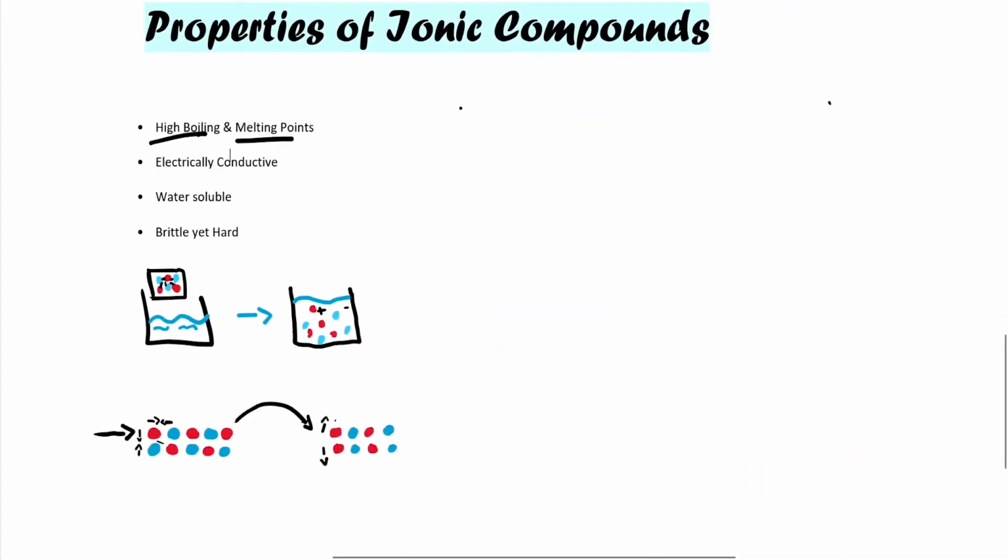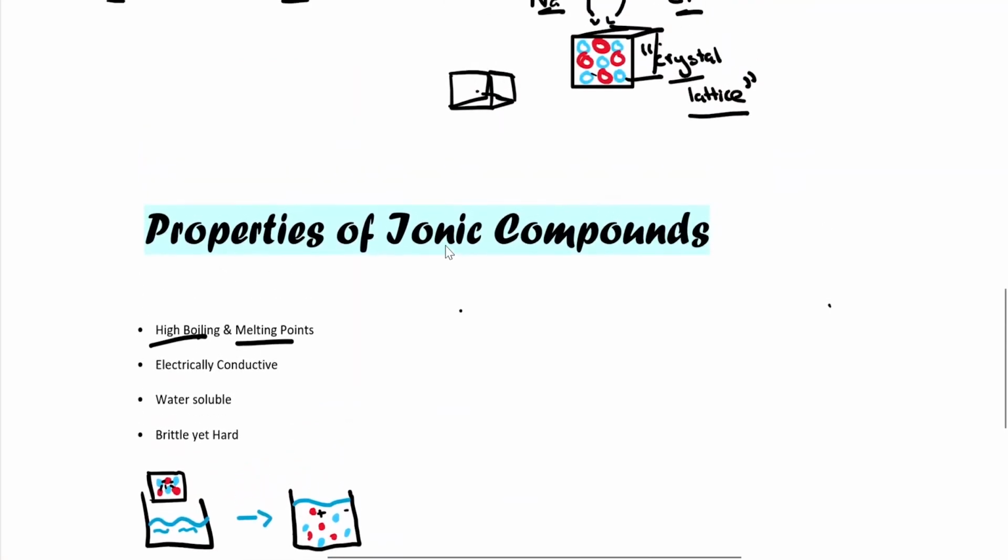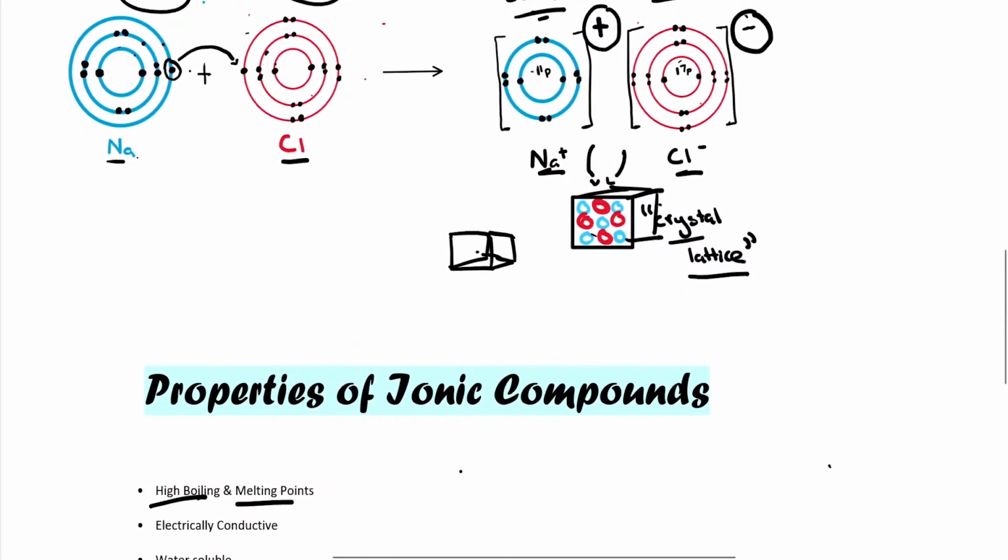All right, so now let's look at some properties of ionic compounds. Some properties that are synonymous with ionic compounds are high boiling and high melting points. As we mentioned earlier, this is due to the crystal lattice structure of the ionic compound, right? These ions are packed together very, very tightly. And they also have a strong net charge. It's going to be a full charge. It's full positive, full negative.